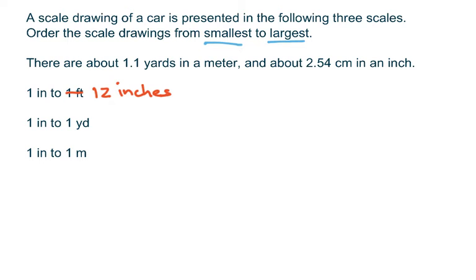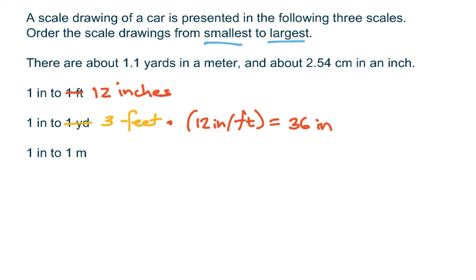Then I'm going to think about the yard. So 1 yard is equal to 3 feet. And then I do know that there are 12 inches in each foot. So I'm going to multiply by 12 inches per foot. And that's going to give me a total of 36 inches.